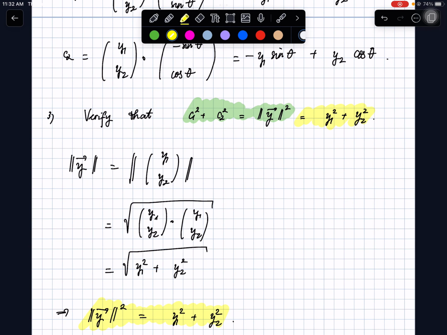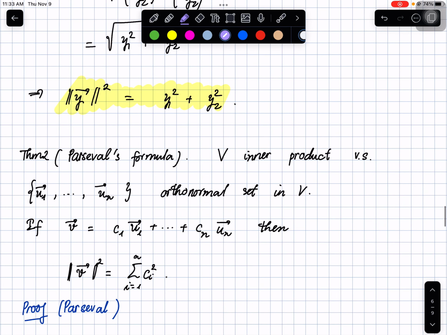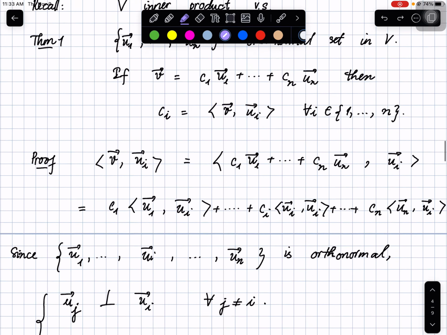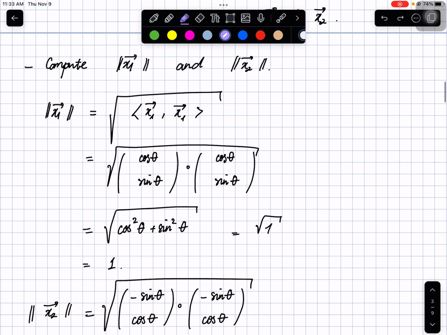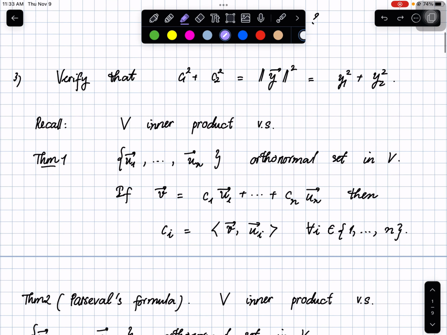Yeah, so there are two things we need to know. The first one is the Parseval formula: the sum of all coefficients squared is the norm of V squared, for V a linear combination of these vectors, which form an orthonormal set. Another theorem we use in this exercise is Theorem 1: if vector V is a linear combination of these vectors, then the coefficients can be determined by the inner product of V with each vector in the orthogonal set.